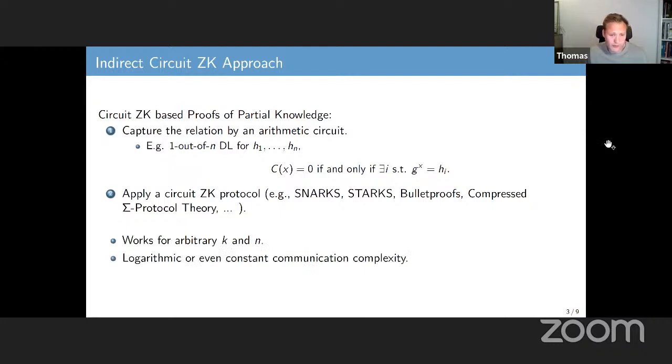This approach works for arbitrary k and n, and also because of these efficient circuit zero knowledge protocols, we immediately get logarithmic or even constant communication complexity.